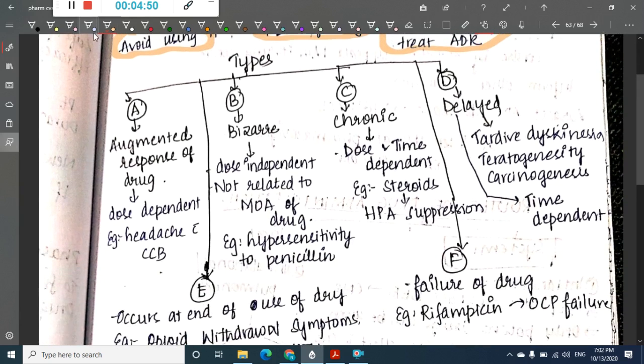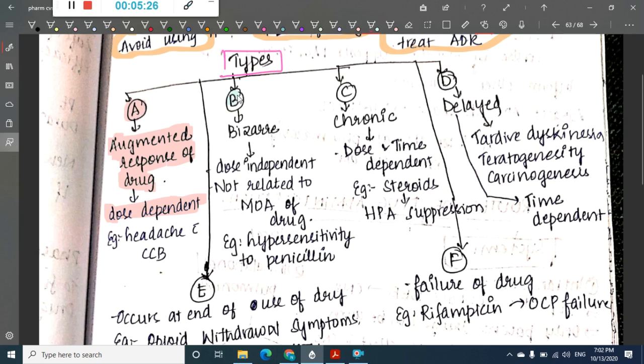There are 4 different types of adverse drug reactions. So type A. In A, we have something called augmented response of the drug. That means it is dose dependent. Augmented response is an exaggerated response of the drug. For example, if you give an antihypertensive at a higher dose, the BP falls a lot more, it causes hypotension. So that is augmented response of the drug.